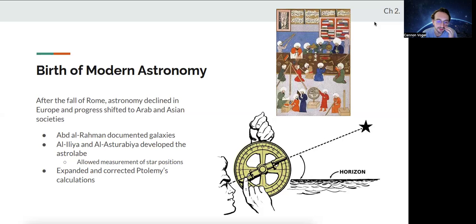The Arab astronomers also really expanded on the Ptolemaic system, so the epicycle stuff. They made new measurements, they added epicycles within the epicycles, and they were able to get really precise predictions of the planetary positions over time by continuing to develop these methods.